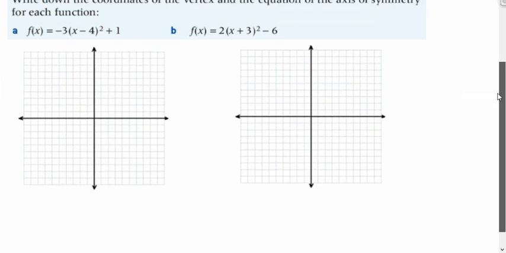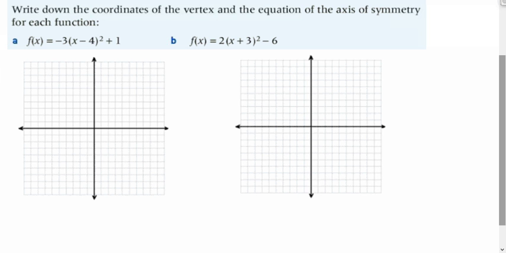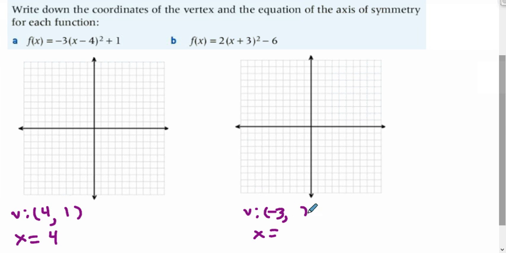So we're going to find the coordinates of the vertex, find the equation of the symmetry, and then we're going to graph these as well. So my vertex, I'll give you a second, go ahead and fill out the vertex for each of these and then do the axis of symmetry. So here, it's a positive 4 and a positive 1. My axis of symmetry, therefore, is x equals 4. Vertex here, the x value is -3 and -6, with the axis of symmetry at x equals -3.